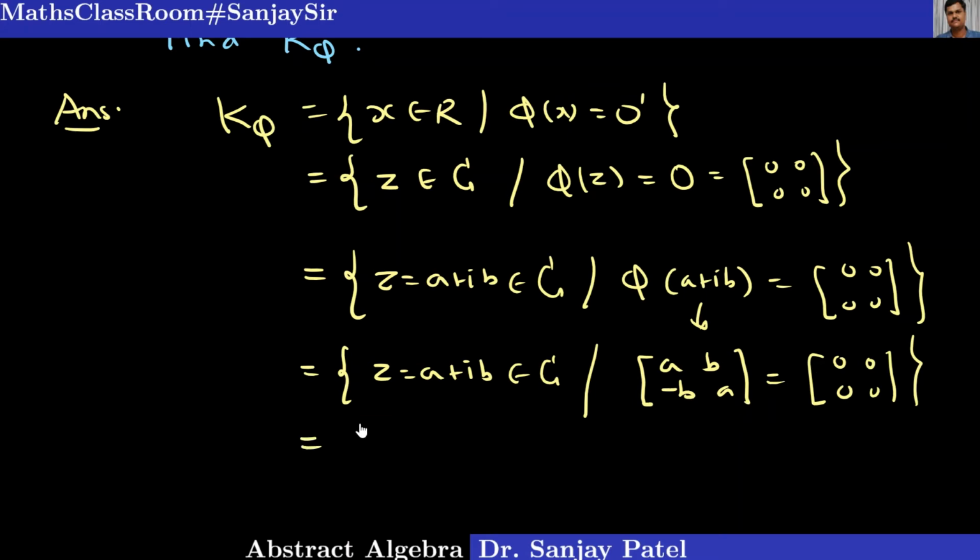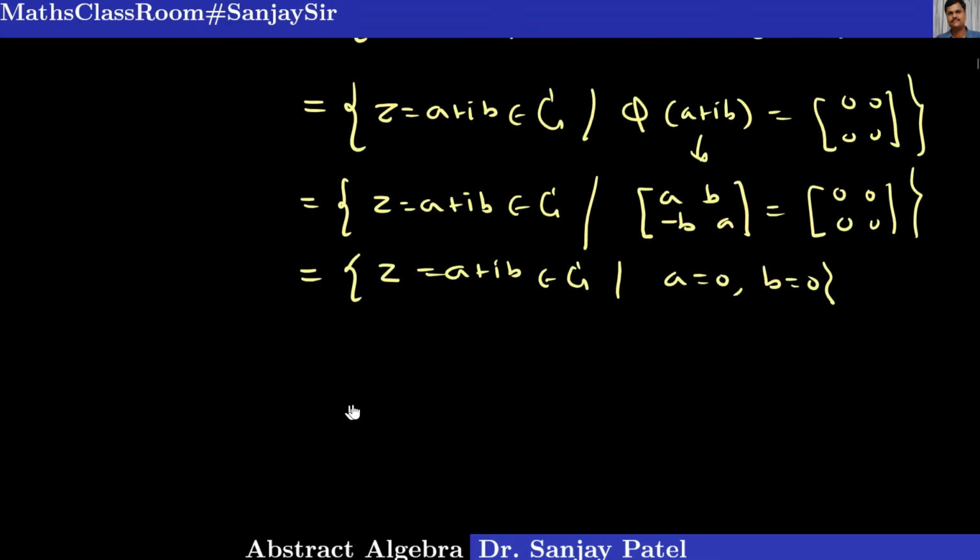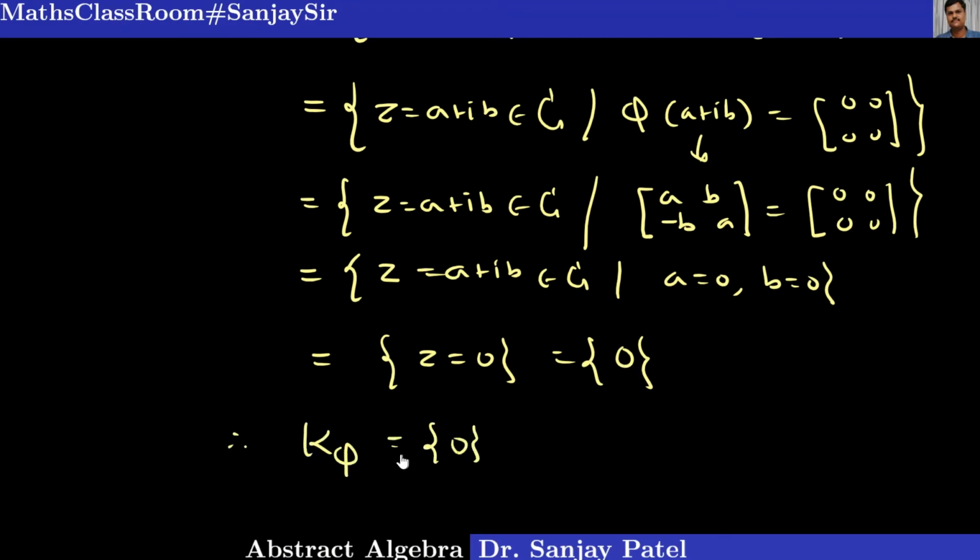So this is nothing but the set of all z of the form a plus ib belonging to C such that a equal to 0 and b equal to 0. In other words, this z must be the 0 complex number. z is equal to 0 plus 0i. So the only possibility is that z is equal to 0, or I can write simply the 0 complex number. So thus, in this case, the kernel is the singleton {0}.